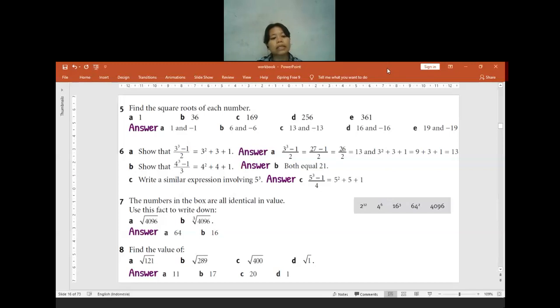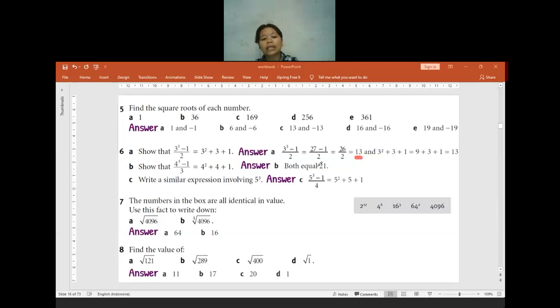For question 6, show that 3 to the power of 3 minus 1 divided by 2 is equal to 3 to the power of 2 plus 3 plus 1. So here, what you have to do is calculate whether the calculation on the left side is equal to the calculation on the right side. I will start checking from the left side. 3 to the power of 3 is 27. 27 minus 1 is 26. 26 divided by 2 is 13. So the answer at 6A for the left side is 13.